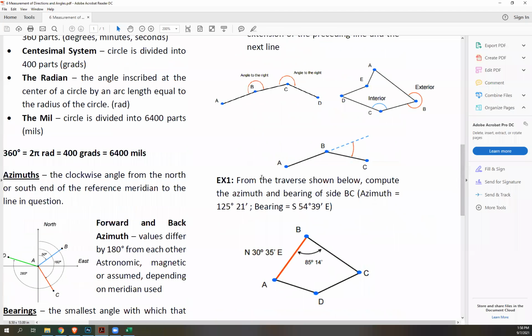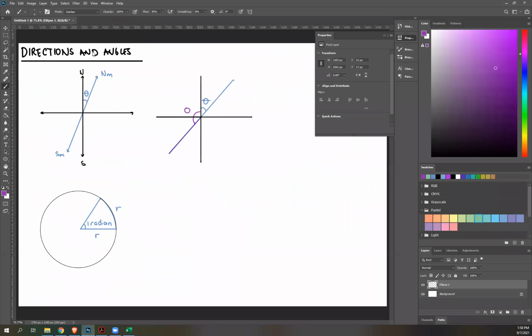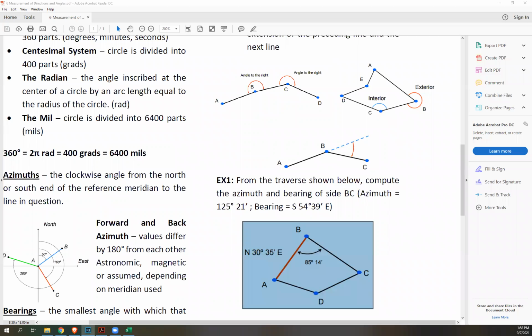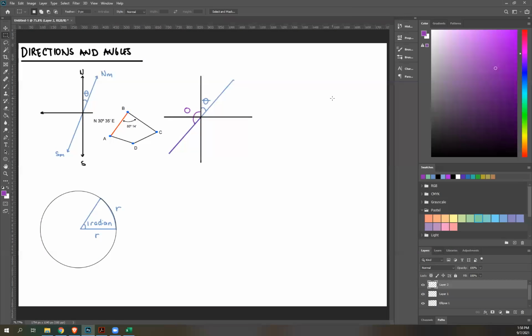Number one, from the traverse shown below, compute the azimuth and bearing of side BC. So let's see if I can copy this so that it's gonna be easier.